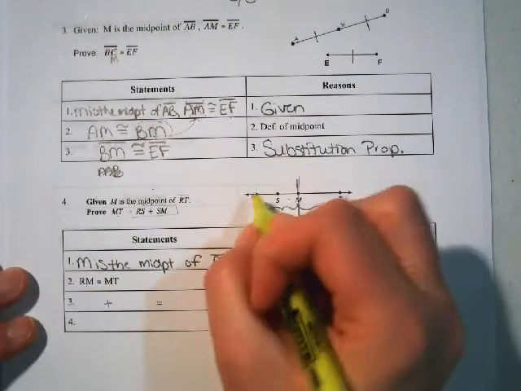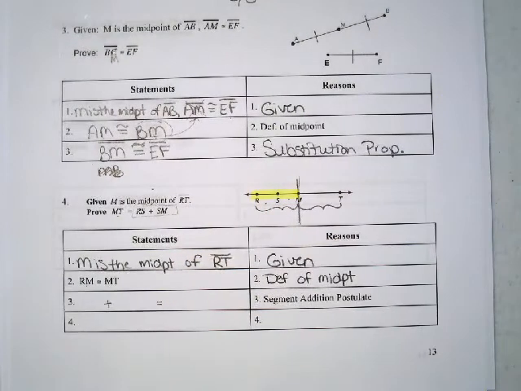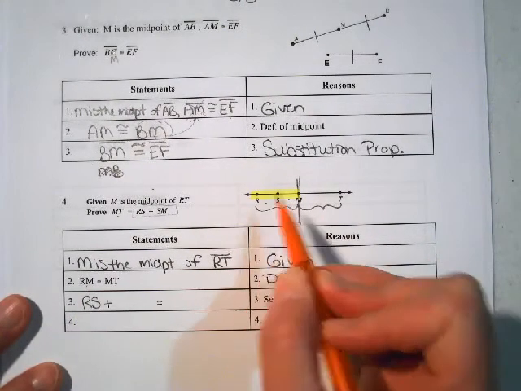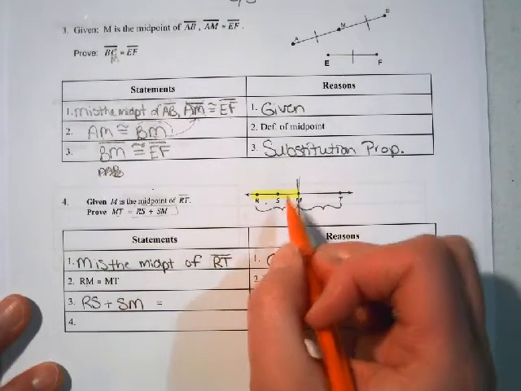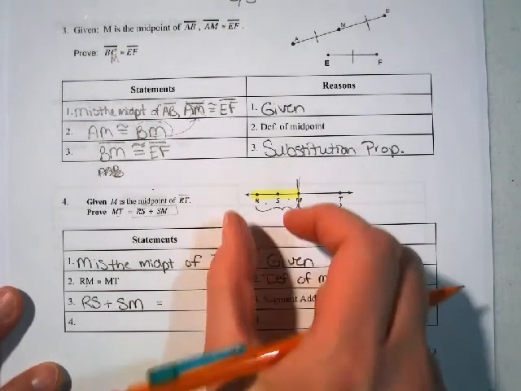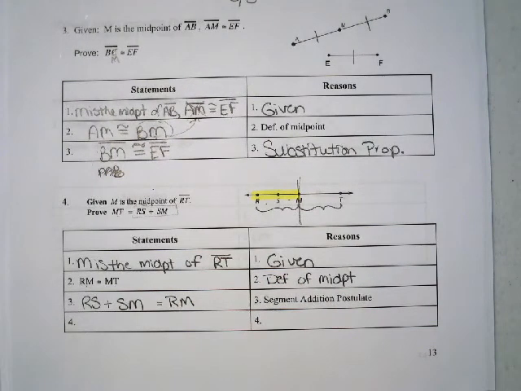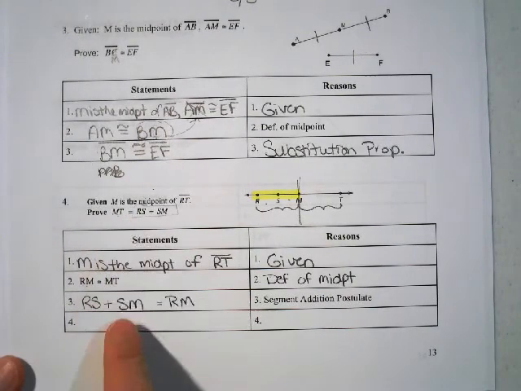But let's look at this. This says RS and SM. So what if we focus on this side? And what if we use segment addition on this piece? So let's go RS, which is the left, plus SM, which is kind of the right, is equal to the whole thing. Now, sometimes you're going to write something down and you don't even know if it's right, but you're like, what else am I supposed to do? I don't know anything else to do. So you just write it down and you see if it helps you, okay?